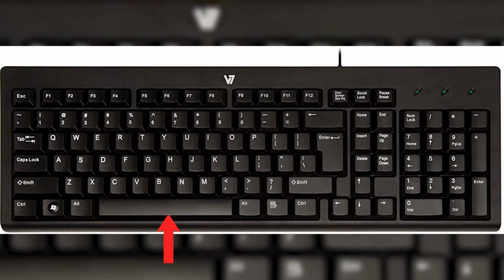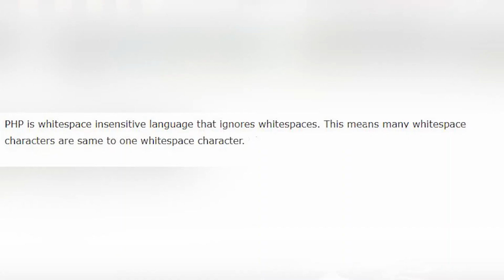Now this can be the space button. When you click the space button, that is a white space. When you click the tab button, that is a white space. And there are also carriage returns like enter and all that. PHP is whitespace insensitive, meaning when you type one white space or 1,000 white spaces, all of them are the same. It never matters. It doesn't interpret 1,000 white spaces as different from just typing one white space.